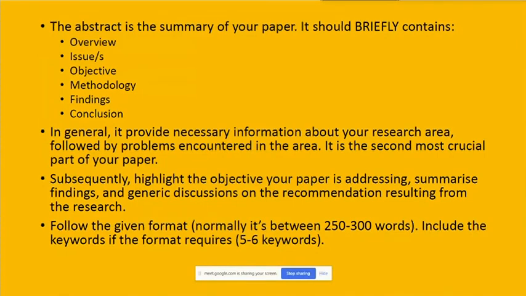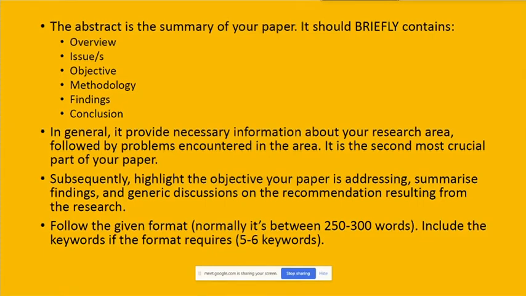Okay? Normally in a journal, they would request you to write an abstract between 250 to 350 words. Some journals go as high as 350 words. And then some journals require you to write keywords. Okay, and normally the number of keywords required is between 5 to 6 keywords.